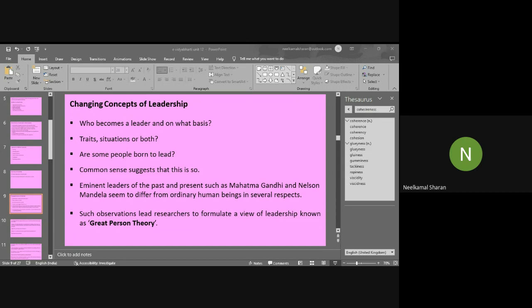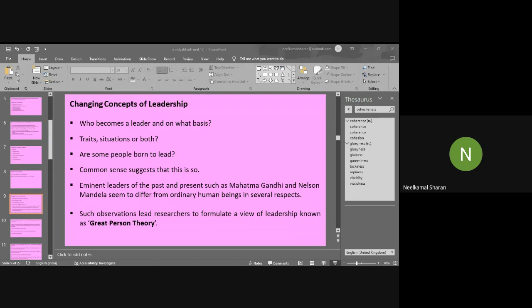And what does this theory say? The name of the theory itself suggests that great leaders possess certain traits that set them apart from others. Everyone cannot become a good leader. To become a good leader, the person should possess certain traits, the traits which make him or her different from other persons. So this theory says that great leaders possess certain traits, qualities or characteristics which make them different from other persons.